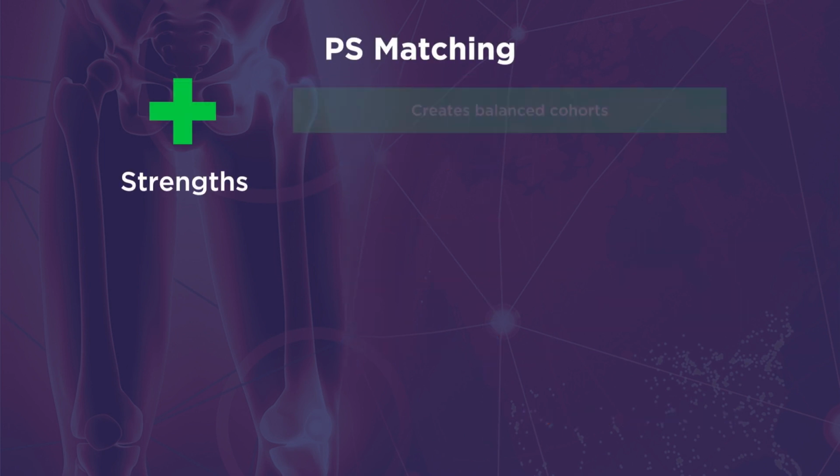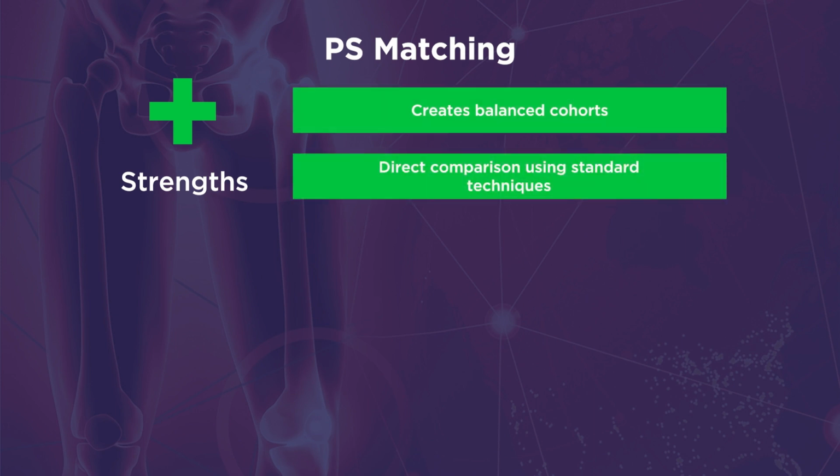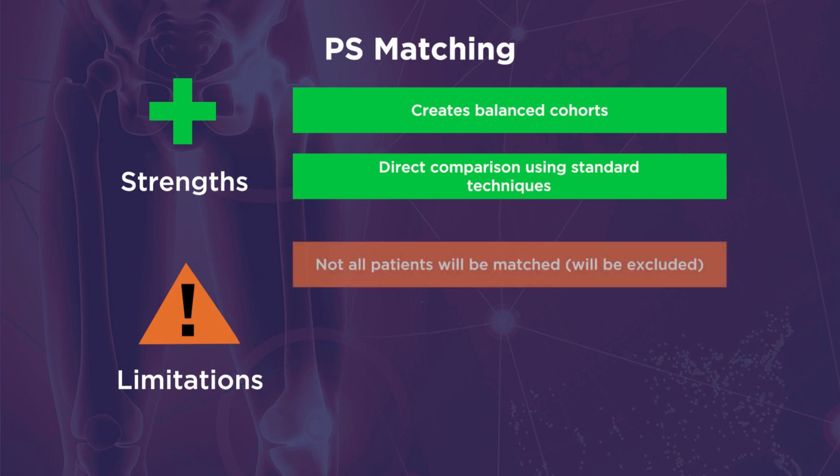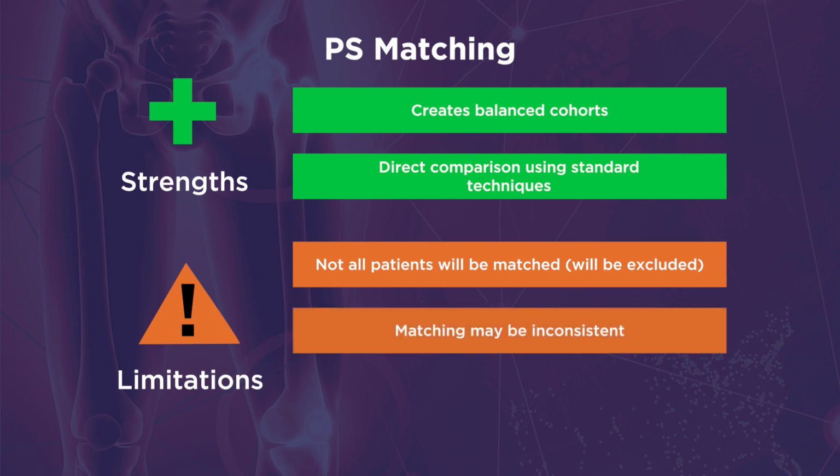Successful matching creates balanced cohorts which can be directly compared using standard techniques. However, propensity score matching has limitations. If one study group is larger than the other study group, not all patients will be matched and will be excluded from the study. Matching results may not be consistent across all matched pairs of patients.